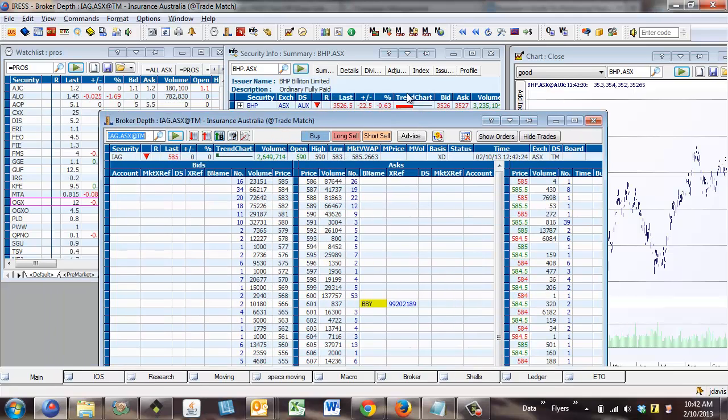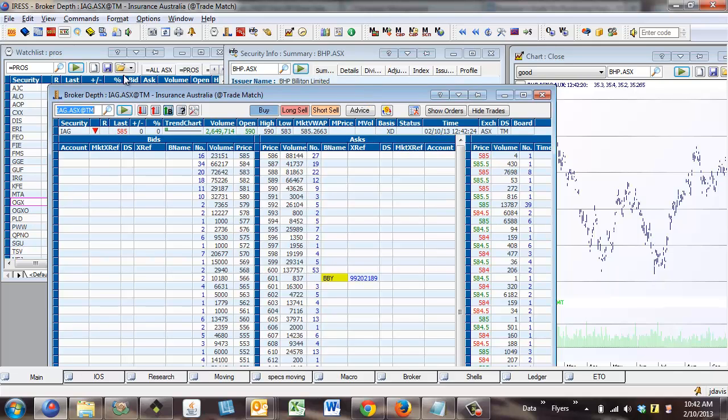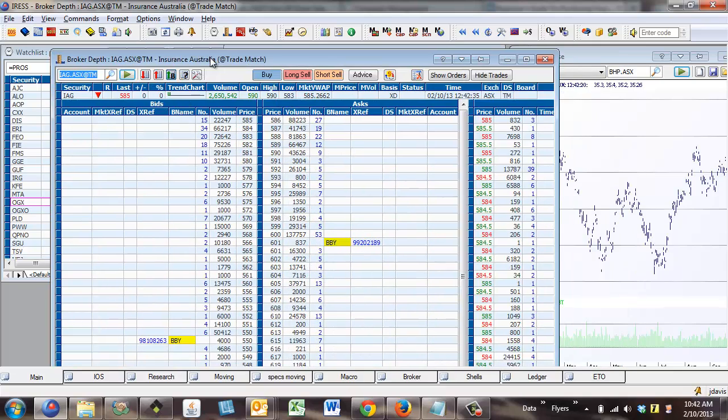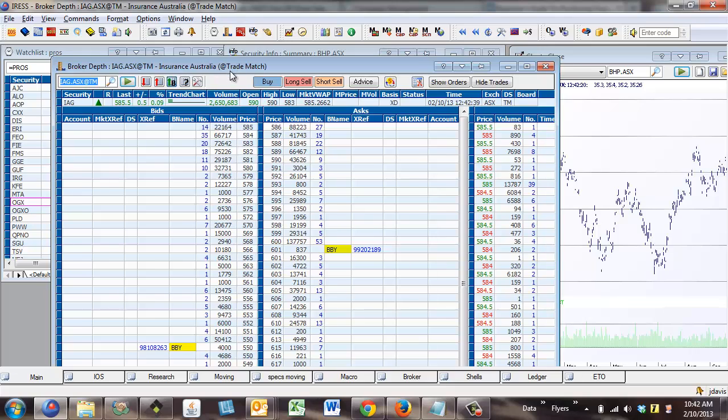So you're looking here at what's called a market depth screen in a program called IRIS, which is the software program that most stockbrokers in Australia use to, if you like, view the market. So IAG market depth is in this window, and the stock is currently trading at a last price of 585.5. That's $5.85, and you can see it just changed. It dropped half a cent.